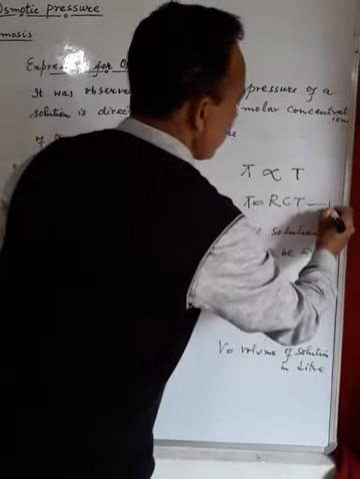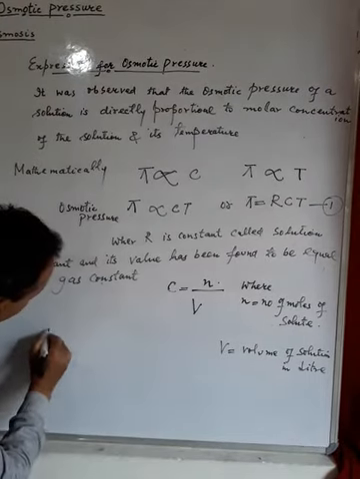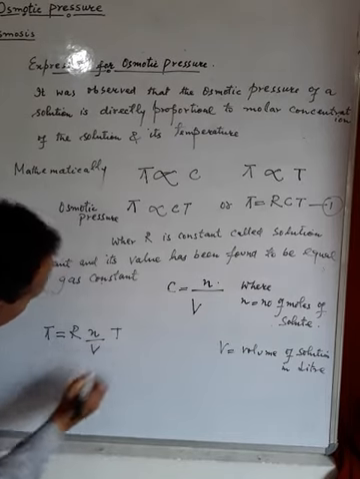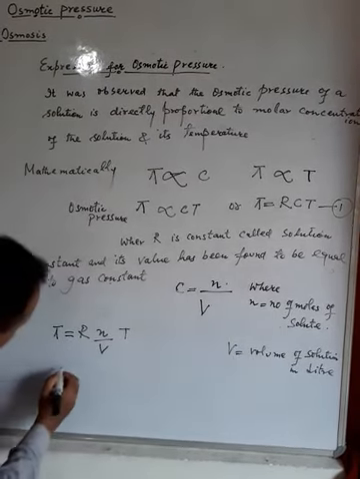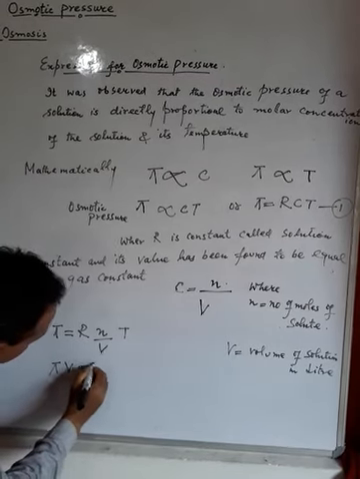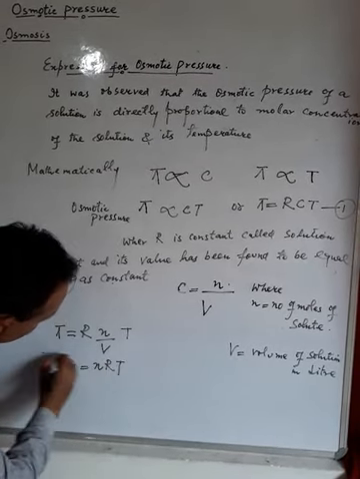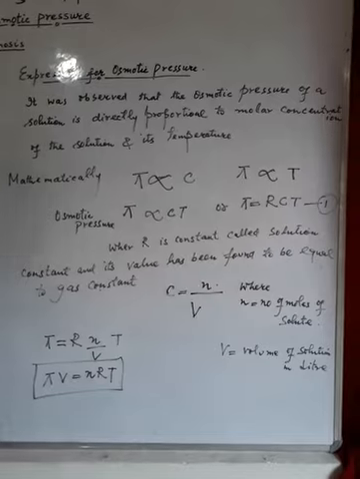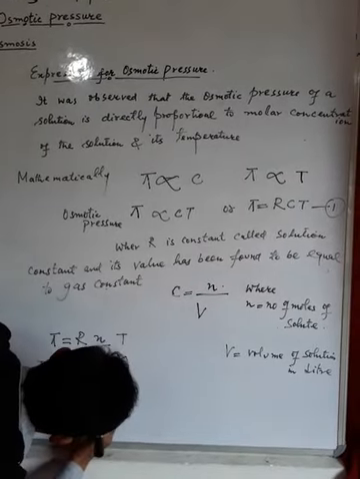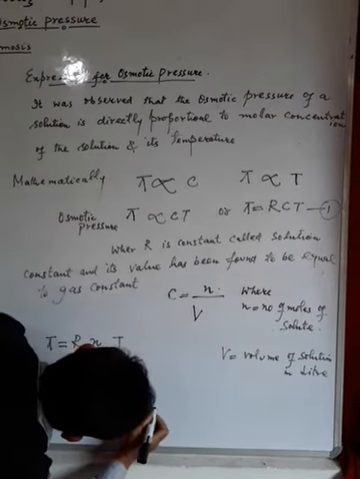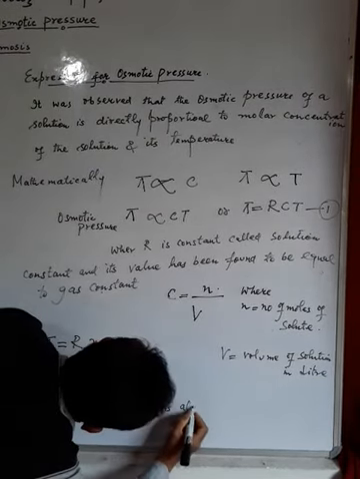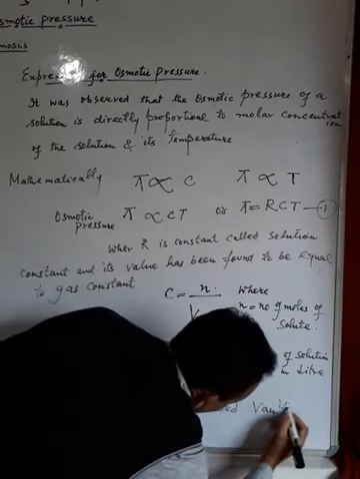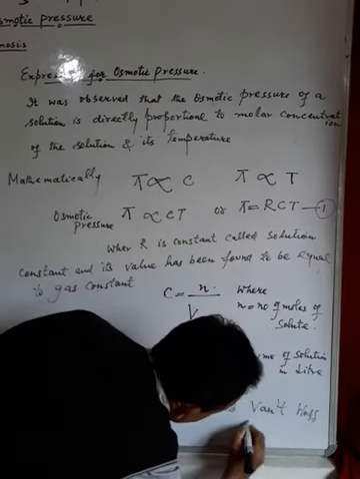Substituting this value in the first equation, we get pi is equal to R N by V into T, or pi V is equal to N R T. This is the equation for the osmotic pressure. It is also called Van't Hoff's equation.